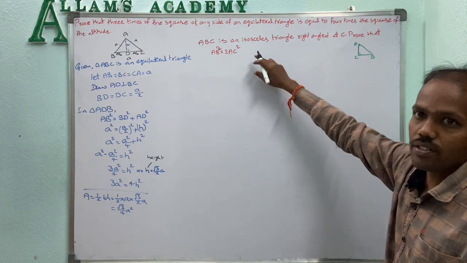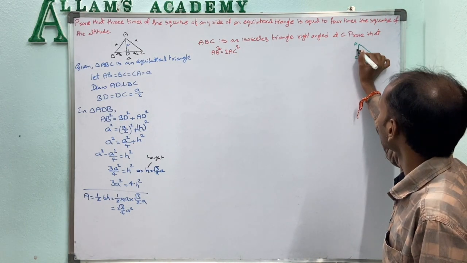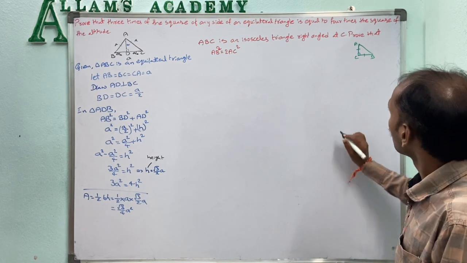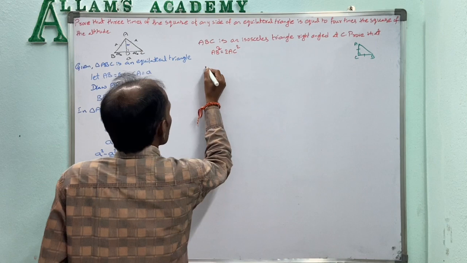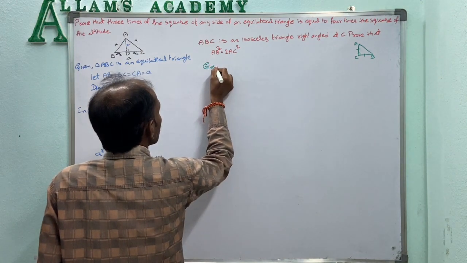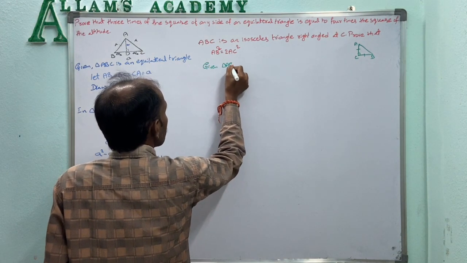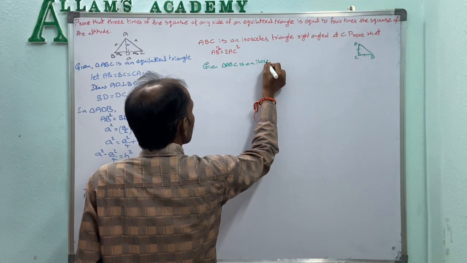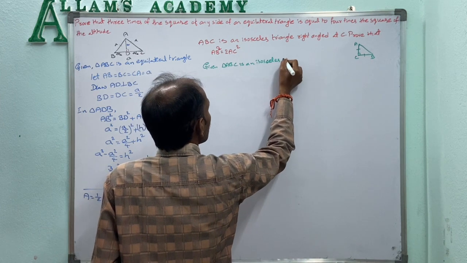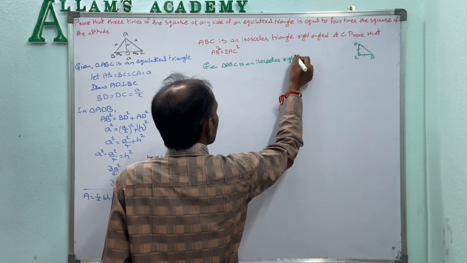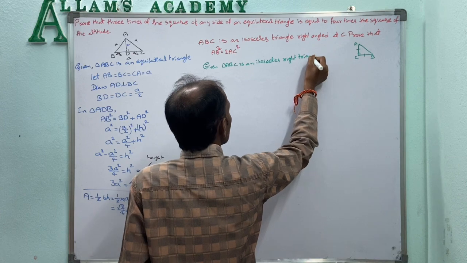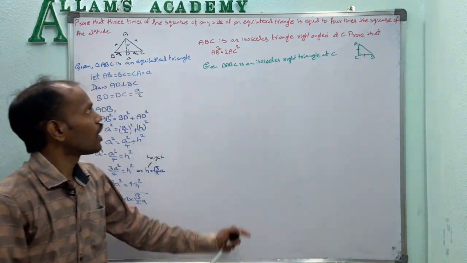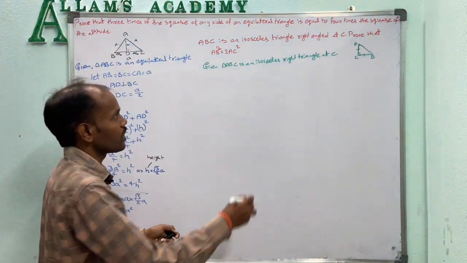So isosceles means two side lengths are equal. So AC length equals BC length. Okay, so given triangle ABC is an isosceles right triangle at C. Now we have to prove AB square equals 2AC square.